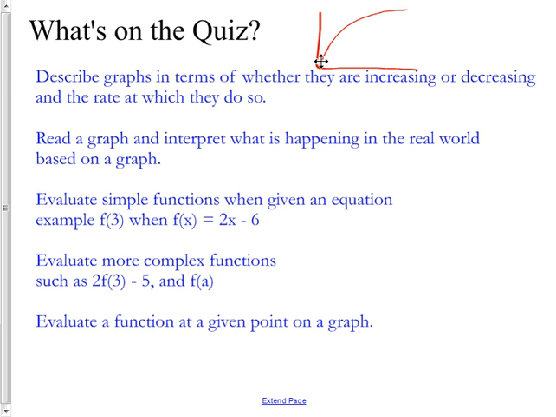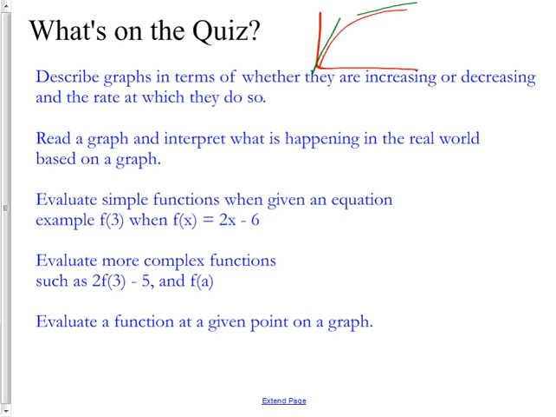Increasing. But then the hard part is: is it increasing at an increasing rate or increasing at a decreasing rate? Decreasing, because it starts out fast. If you think of its slope at the beginning here, it's pretty steep. And then at the end, it's not very steep, and that means slower. So this starts out fast and goes slower and slower, so that's increasing at a decreasing rate.